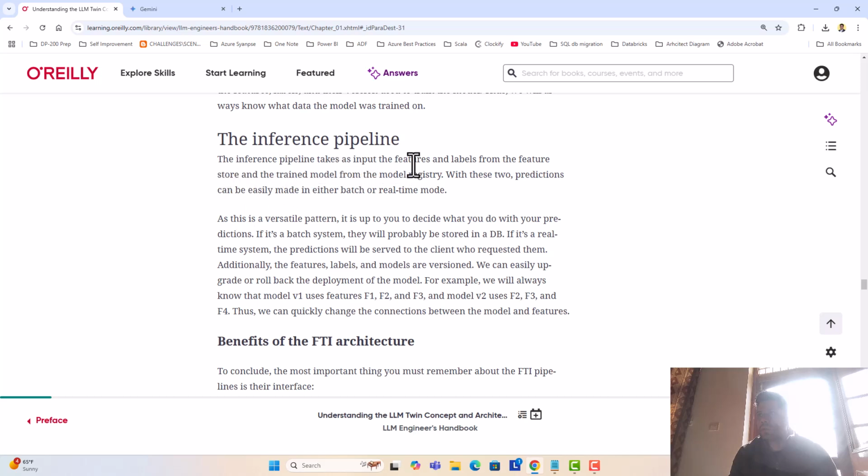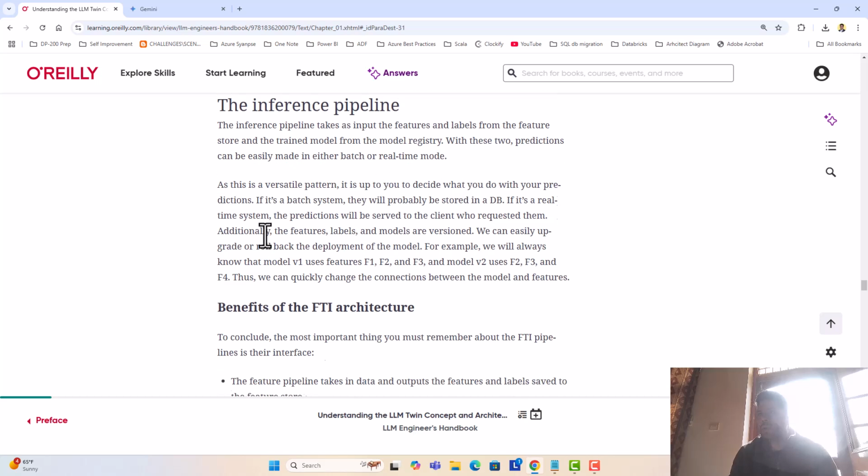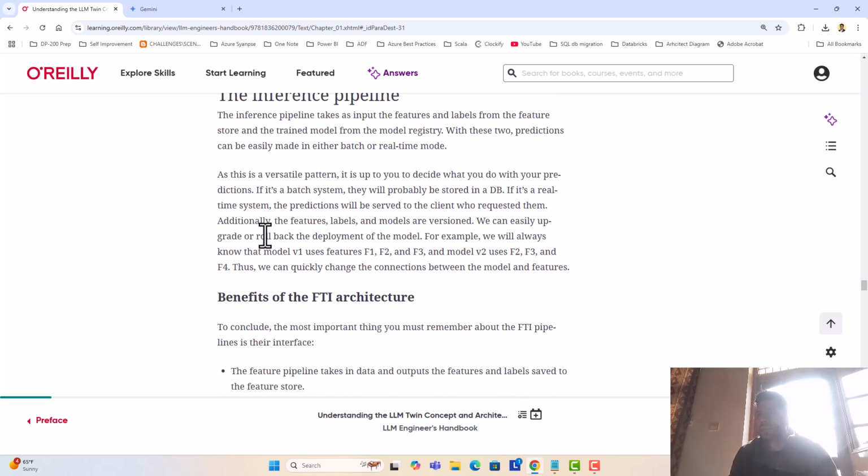The inference pipeline takes as input the features and labels from the feature store and the trained model. With these two, predictions can be easily made in either batch or real-time mode. As this is a versatile system, it is up to you to decide what you do with your predictions. If it's a batch system, they will probably be stored in a DB. If it's a real-time system, the predictions will be served to the client who requested them.